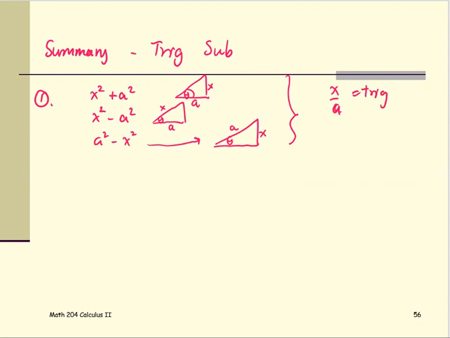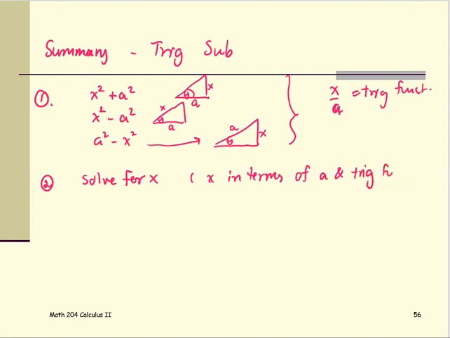The trig function, and then you're going to solve for x. So next, you solve for x and write x in terms of a and the trig function, and then find the differential dx, which is going to be some term multiplied by d theta.